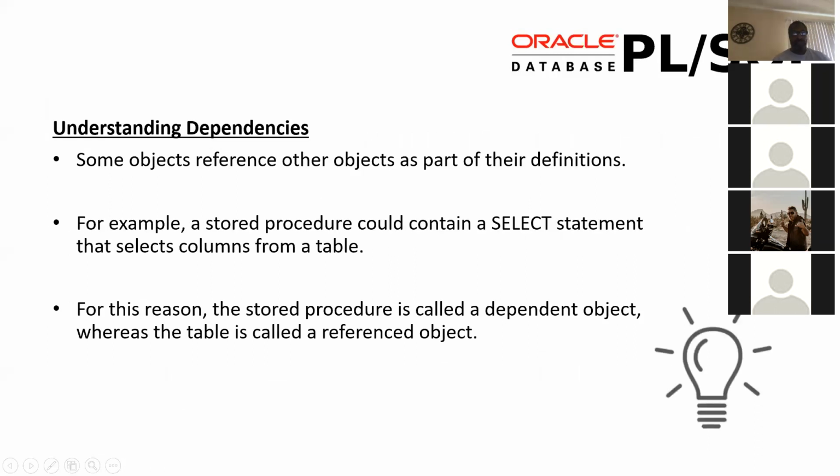Okay, so understanding dependencies. Some objects reference other objects, so that's a dependency. We've established that. For example, a stored procedure could contain a select statement, and the select pulls columns from a table. And if for some reason those columns change, then obviously your stored procedure will fail. And so this is just another way of making sure that you understand the relationship between what's run in the procedure and how the data are structured.